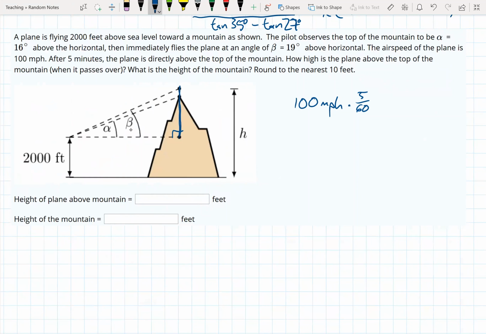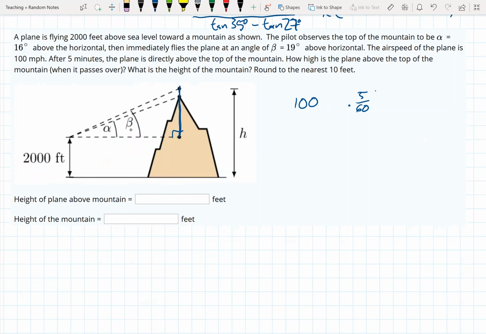The one issue is we want everything to be in feet. So once I get that, I need to change miles to feet. So let's see, this is 5 minutes. This is a fraction of an hour, sorry, 5/60th of an hour.